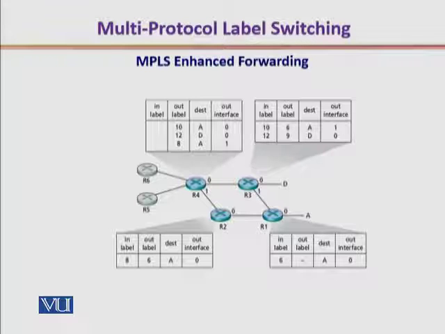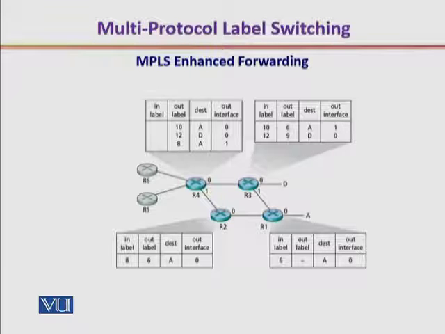Here, the MPLS domain comprises routers R1 through R4. If there is a destination known to R1 as A, it advertises to its neighbors that it can forward the labeled IP packet. If it has a label of 6, it is going to send it over to destination A. This information is with routers R3 and R2. R3 conveys to R4 that it can forward to destination A if it has the incoming label of 10, and it is going to assign it the label 6.